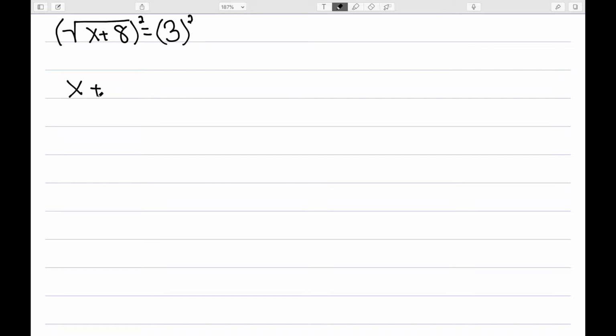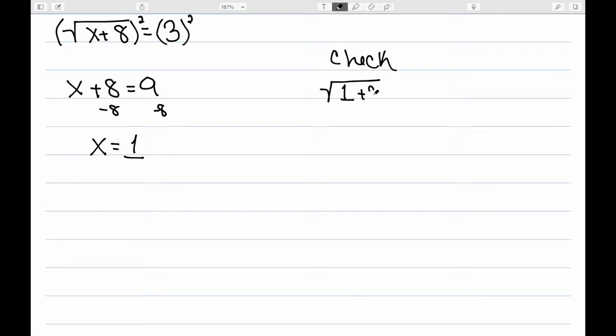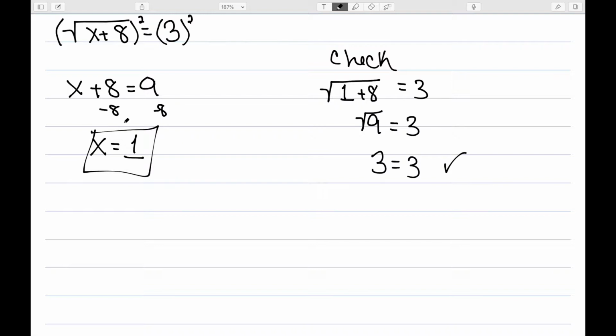Squaring a square root just gets rid of the square root, so the left-hand side becomes x plus 8. The right-hand side, 3 squared is 9. We can then subtract 8 from both sides to get x equal to 1. And it's very important to check these. I would have the square root of 1 plus 8 equal to 3. That says the square root of 9 is equal to 3, or 3 is equal to 3. So this is a valid solution. So this would be my solution to this equation.